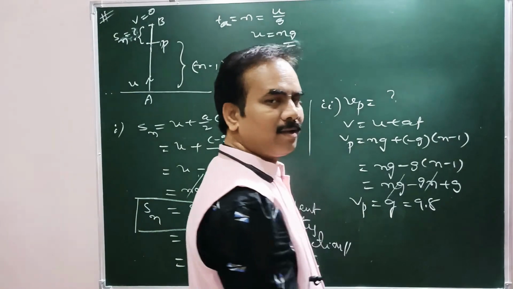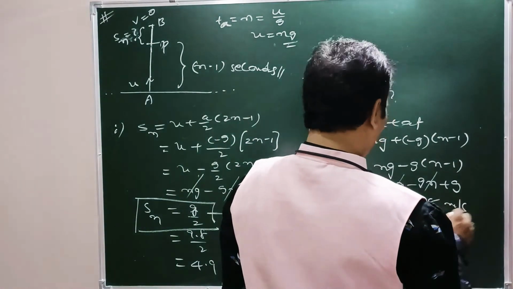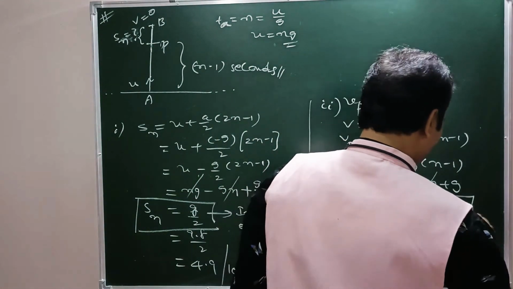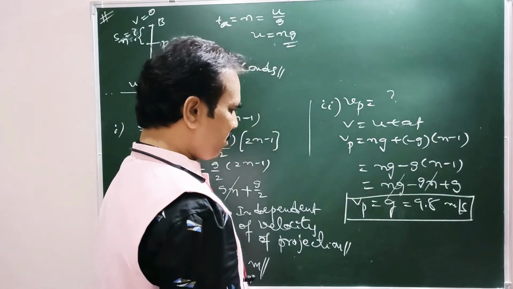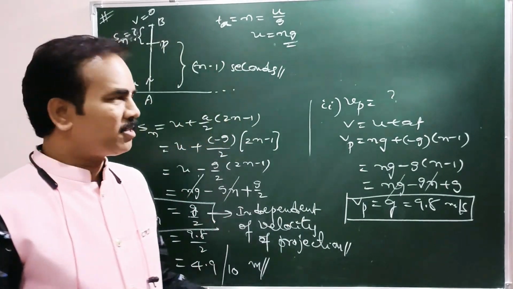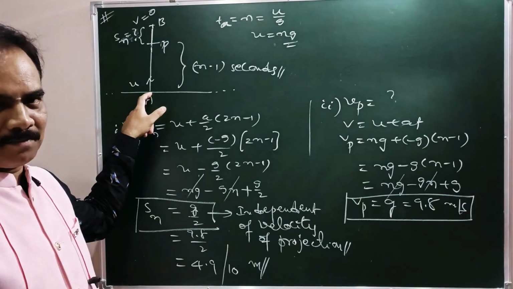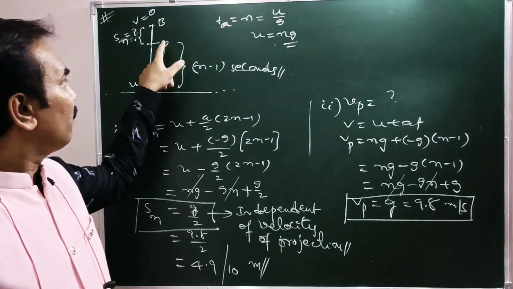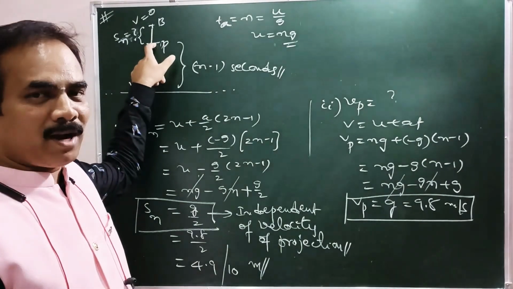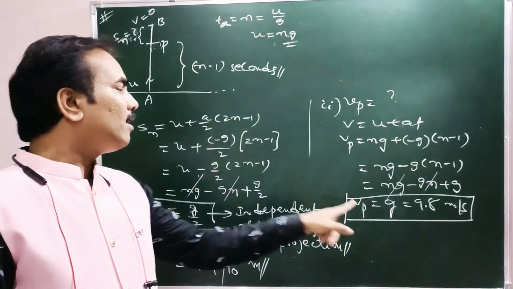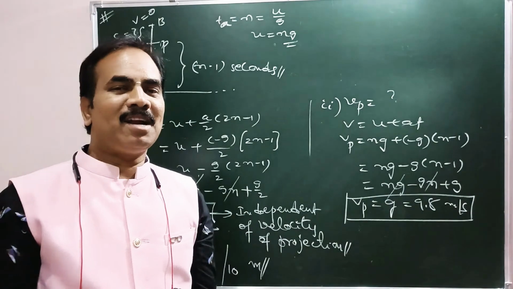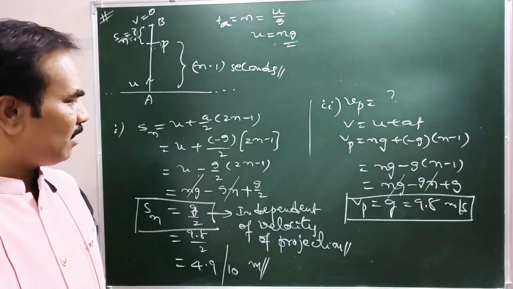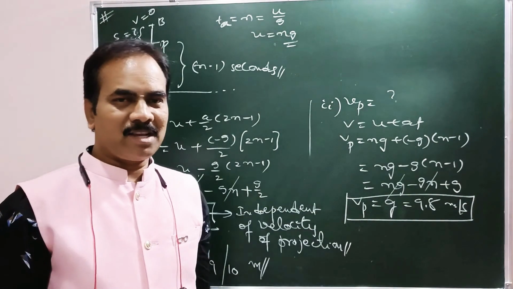9.8, otherwise 10 meters per second. Fixed. Constant. Constant means independent of the velocity of projection. So whatever the velocity of projection at the point of projection, the velocity 1 second before reaching the highest point in its journey remains constant. That is 9.8 meters per second, independent of the velocity of projection.